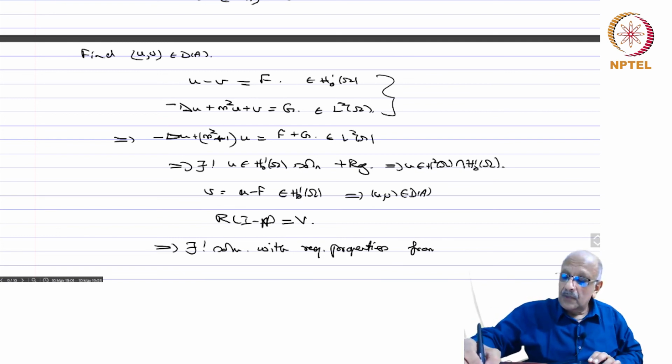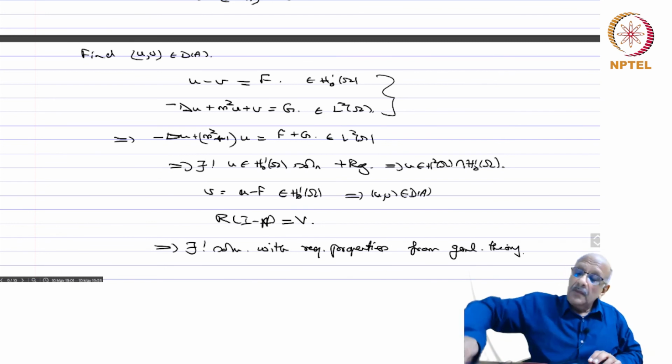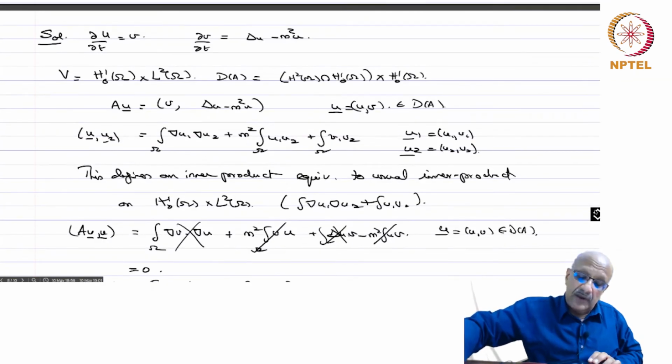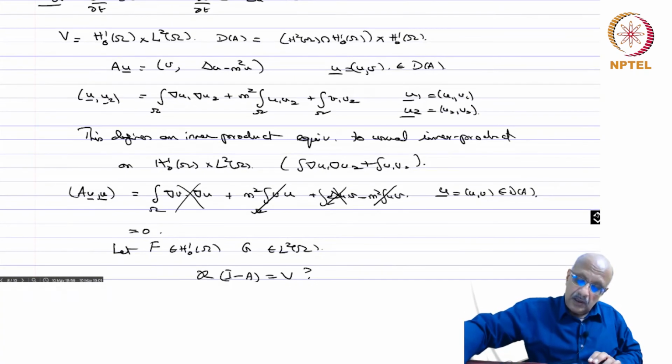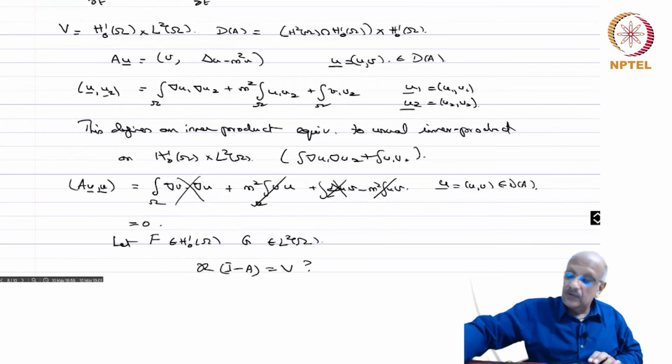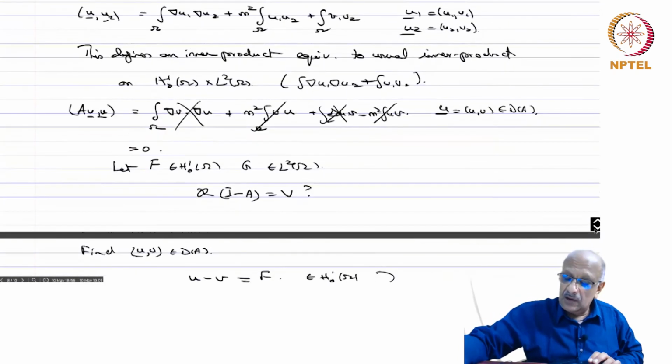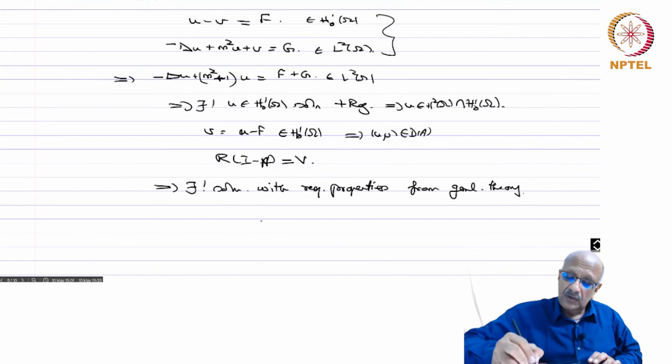from general theory, because you have a little more than dissipative: you have the pairing of A(u, v) with (u, v) equal to 0, in fact, like in the wave equation, and therefore you have this.